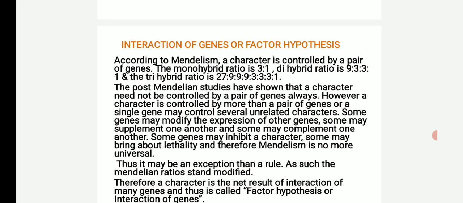Let us learn about interaction of genes. Supplementary genes and dominant genes are examples of interaction of genes.